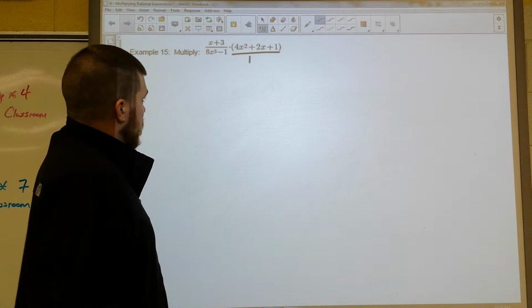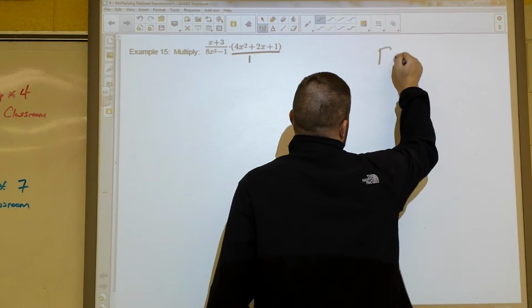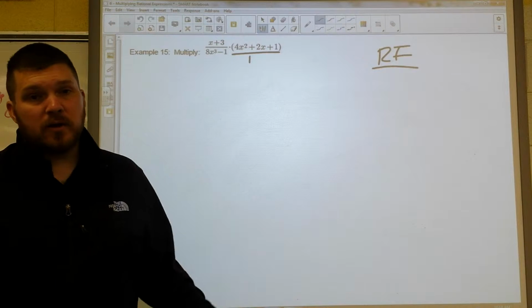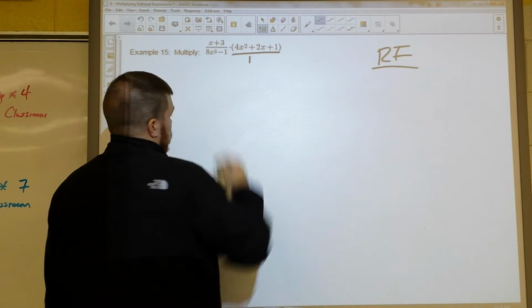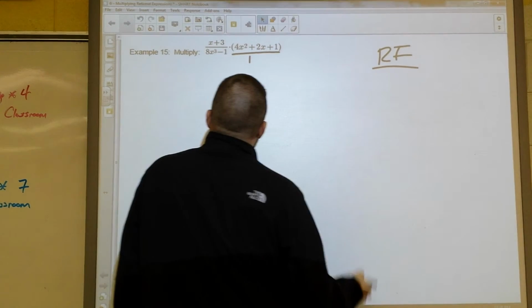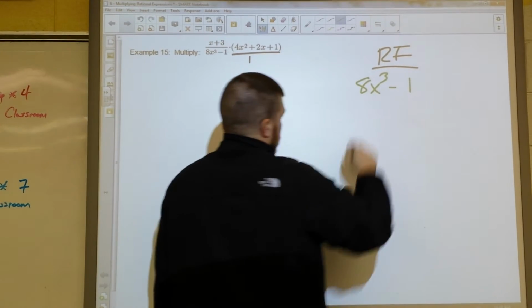Now, I'm going to do my scratch work again. For the right fraction, remember our process is we always try to factor first, that way hopefully we can cancel some stuff out. So in the first fraction on top, x plus 3, nothing can really happen, so it's going to stay x plus 3. On the bottom, I'm going to try to factor that, 8x cubed minus 1.